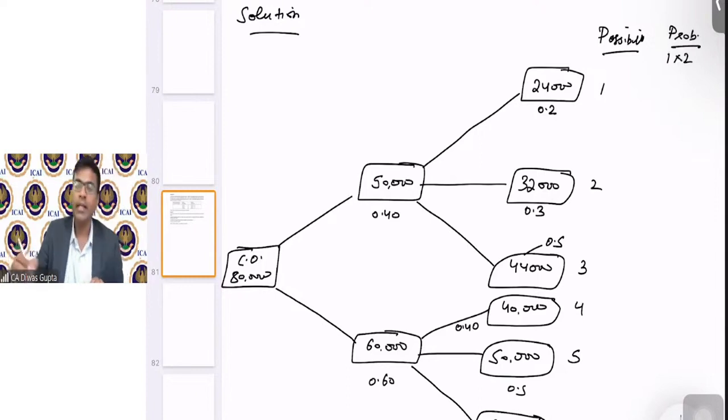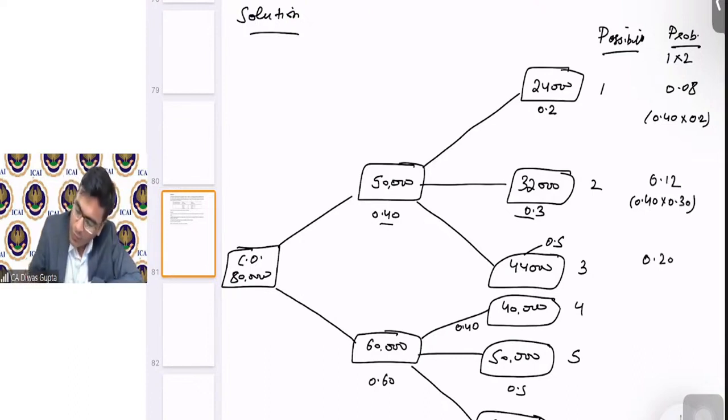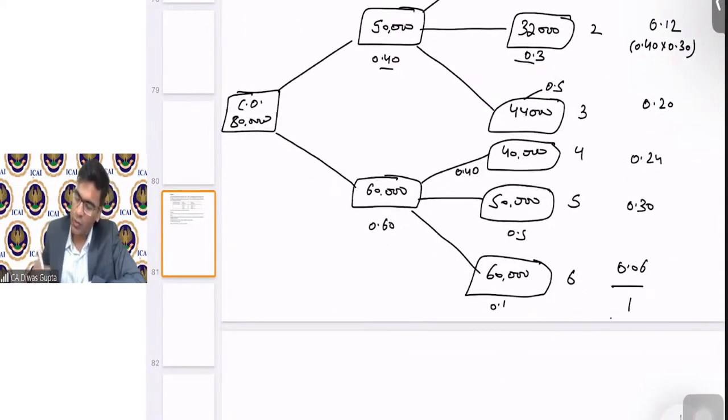1 into 2, correct. Year 1 into year 2, that's what we have studied. If the cash flows are independently related, so here 0.4 into 0.2, which is 0.08. Second year, 0.4 into 0.3. So this is 0.12. Like that, 0.20, 0.24, 0.30, and lastly 0.06. In totality, it has to be 1. Just total it, it should be 1.